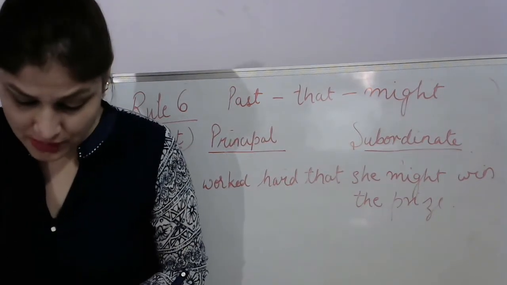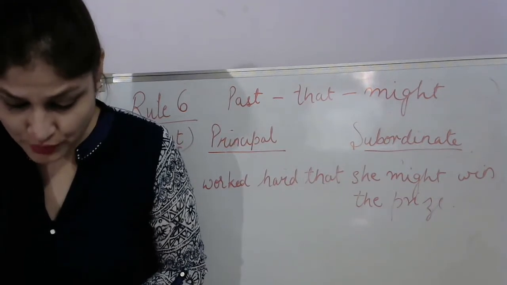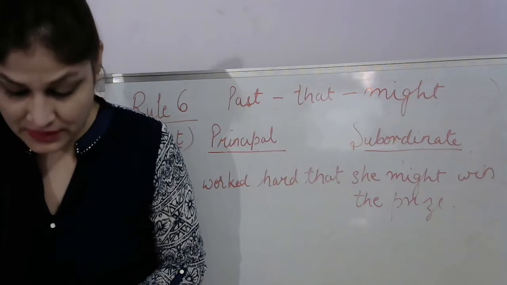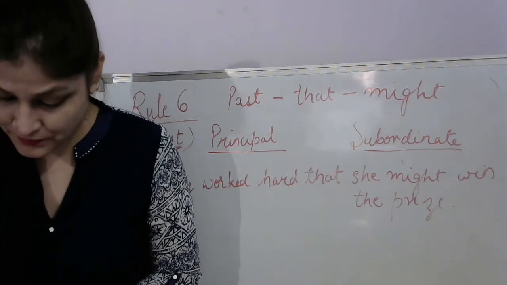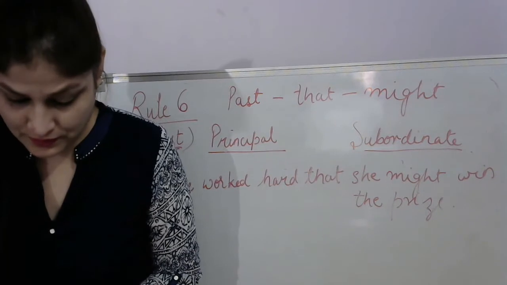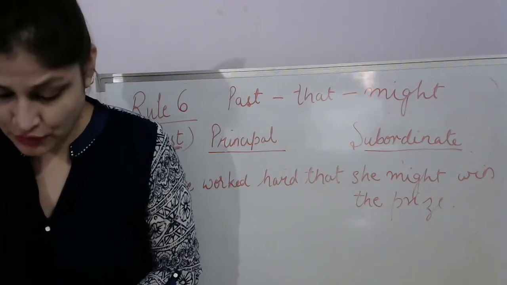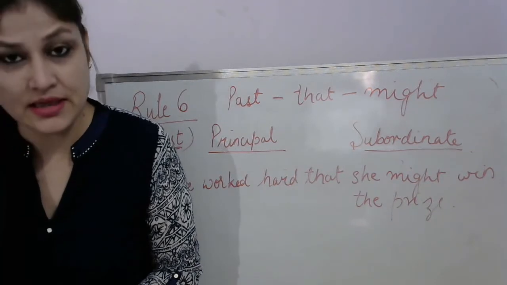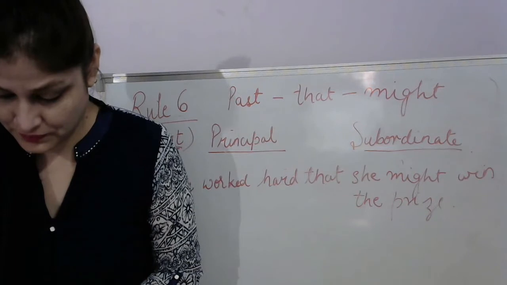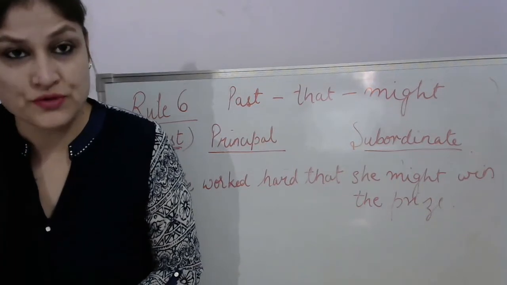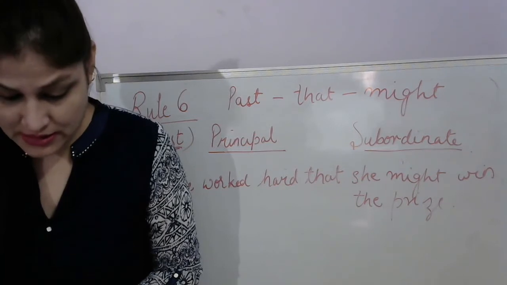Let's move to the second one. Nalini said that she had no books at all. Nalini said that she had. Number 3. He walked as quickly as he could. Let's move to number 4. He proved that the earth is round.